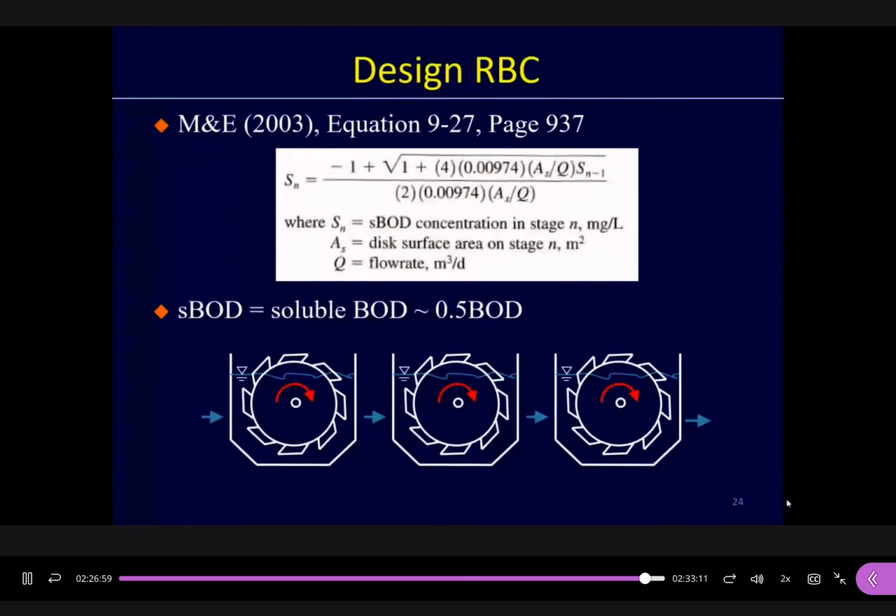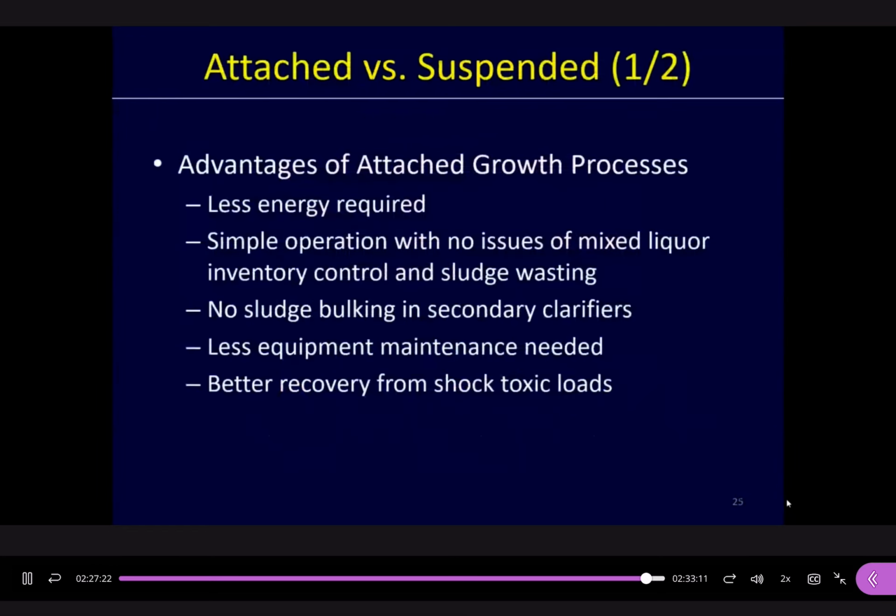Any questions so far? Suspended, attached, right? So attached we have trickling filter and rotating biological contactor, RBC. Lastly, let's compare attached and suspended. We do not have trickling filter in Hong Kong, as far as I know. We have some RBC, small scale, but typically trickling filters occupy a large area of land. For our biological wastewater treatment, it's PFR, activated sludge.